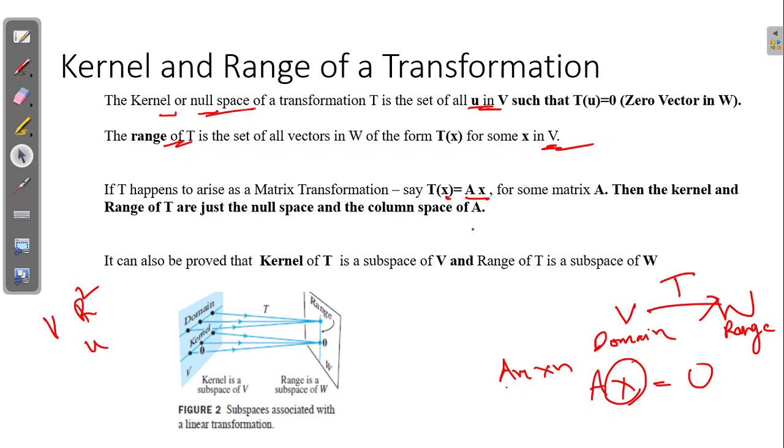Then the column space. The column space of a matrix A is the span of A1, A2, A3, etc., AN. That means the span of columns of A. If you think like that, then the range and this column space you can correlate. Range is nothing but the column space of this matrix A, for this transformation T of x equal to Ax.